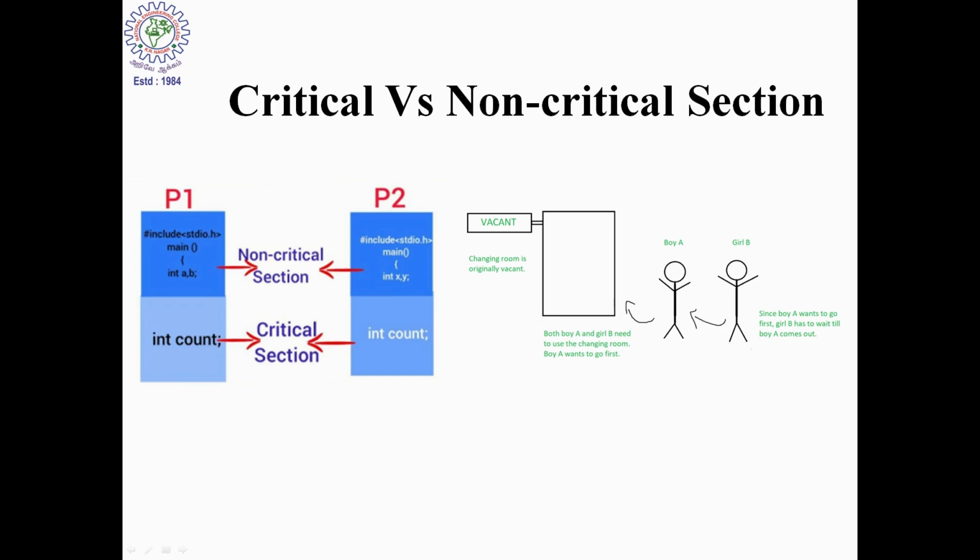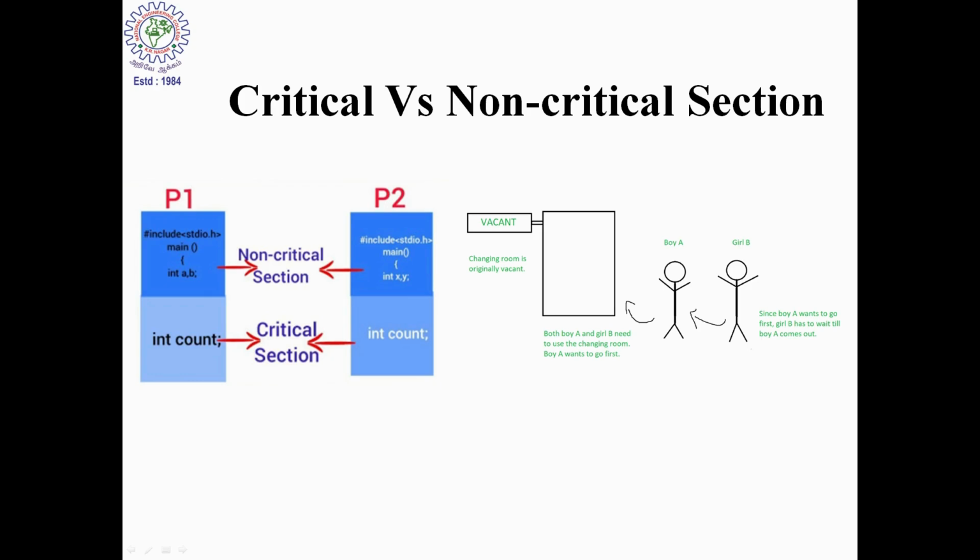This count variable, this segment of code, should be executed in the critical section of both the P1 and P2 processes, so that at the same time only one is given the permission to update its value. This is the main reason why we execute the shared variable in the critical section.